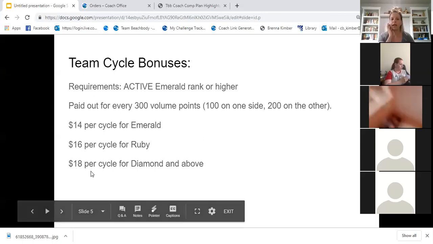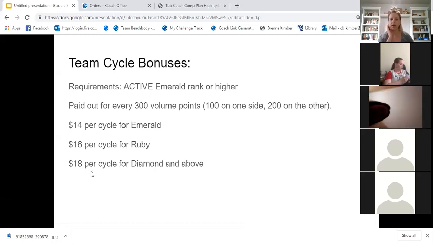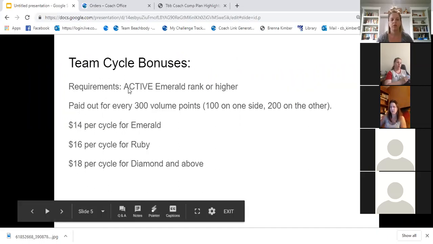So again, rank does matter for your income, right? The higher your rank, the bigger your team cycle bonus is, and the more you get to cycle, and typically the more team volume you have as well. So again, that equals more income. You want to be for sure active Emerald, you guys. All of you should be Emerald. There's no reason not to be.